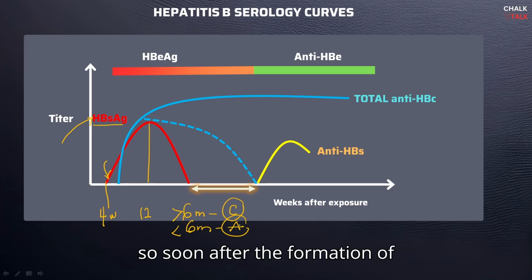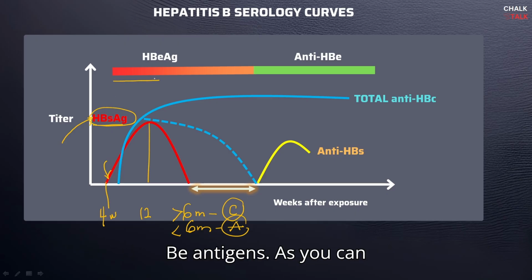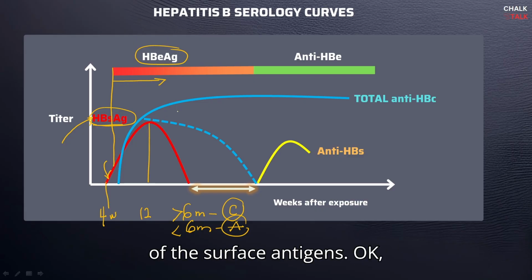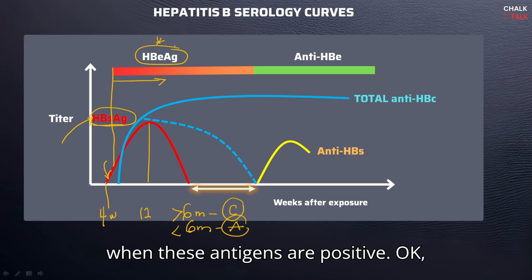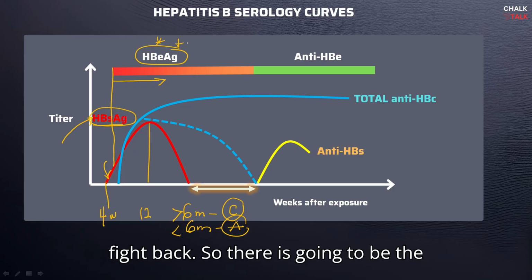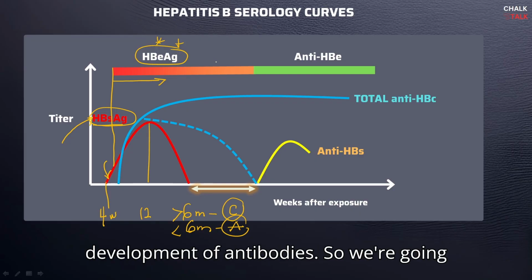Okay, so soon after the formation of the surface antigen, we also see the formation of hepatitis B E antigens. As you can see, it starts forming right after the formation of the surface antigens. They indicate viral replication and high infectivity, meaning that the patient at this point is very infectious or very contagious when these antigens are positive. Okay, obviously, the immune system now wants to fight back. So there is going to be the development of antibodies.